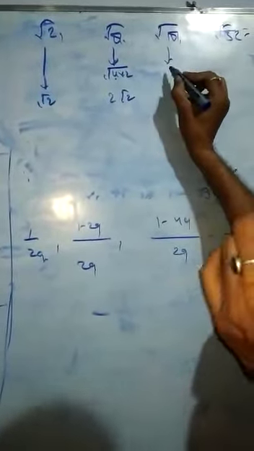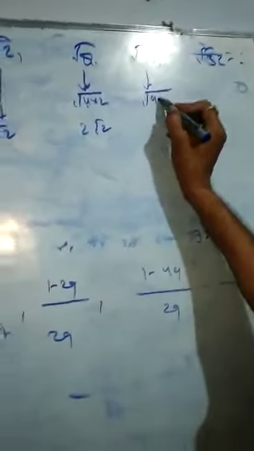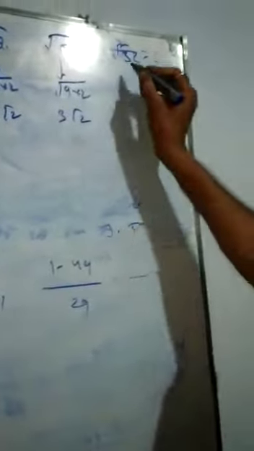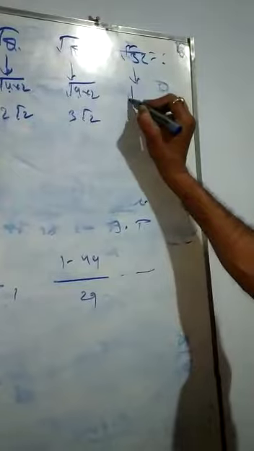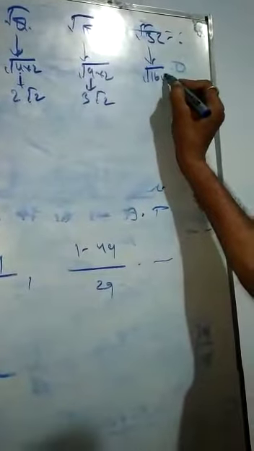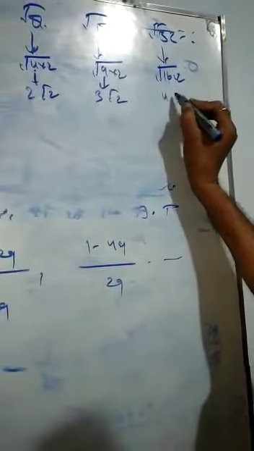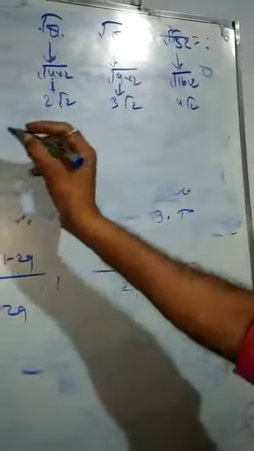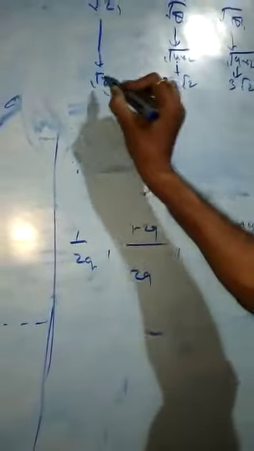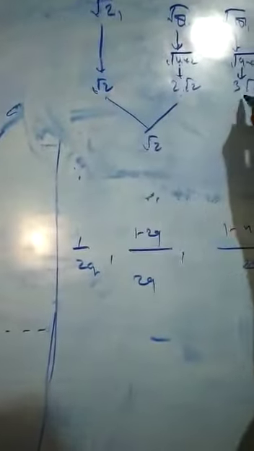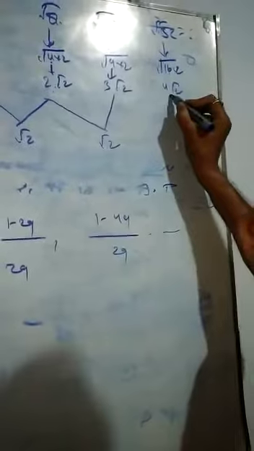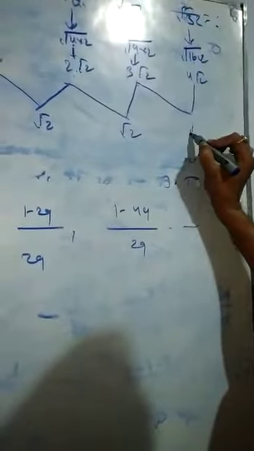Root 18 can be written as 9 into 2. The square root of 9 is 3. It becomes 3 root 2. Root 32 can be written as 16 into 2. The square root of 16 is 4, so it is 4 root 2. Now we will get the differences. 2 root 2 minus root 2 equals root 2. 3 root 2 minus 2 root 2 equals root 2. 4 root 2 minus 3 root 2 equals root 2.